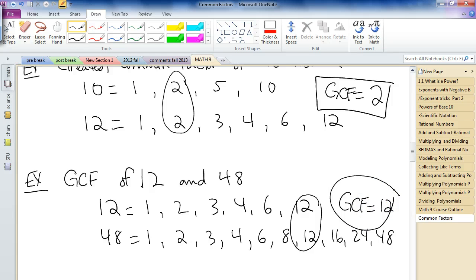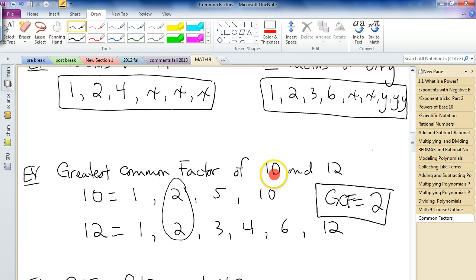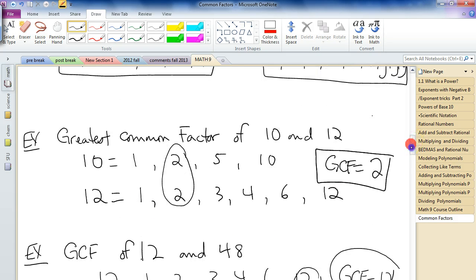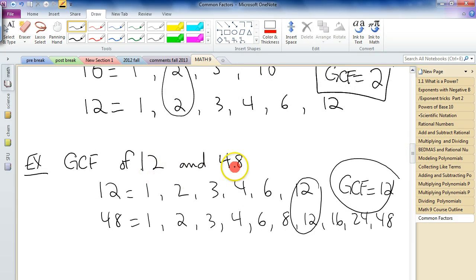Now, some of you may have already known that, and some of you don't even need to do all this stuff. You just realize 12 goes into 48, and that's as high as we can go. Plus, another thing you can do with all of these: just look at whatever the smaller number is and see, does that go into the bigger number? If yes, then that's your greatest common factor. If no, then you're going to have to figure it out. Here, we know that 12 goes into 48. Can't go past 12, so that's your answer, 12.